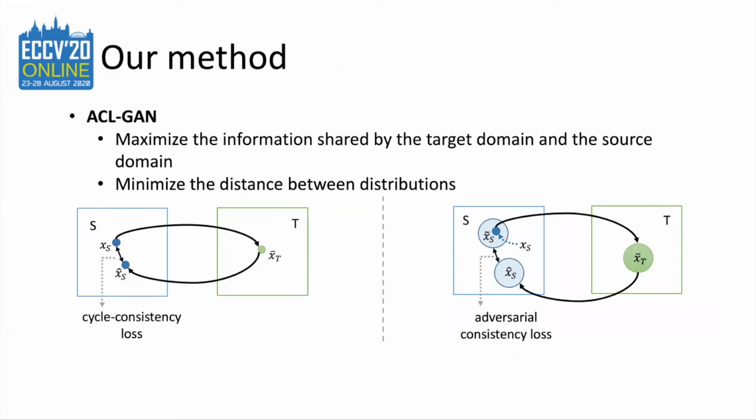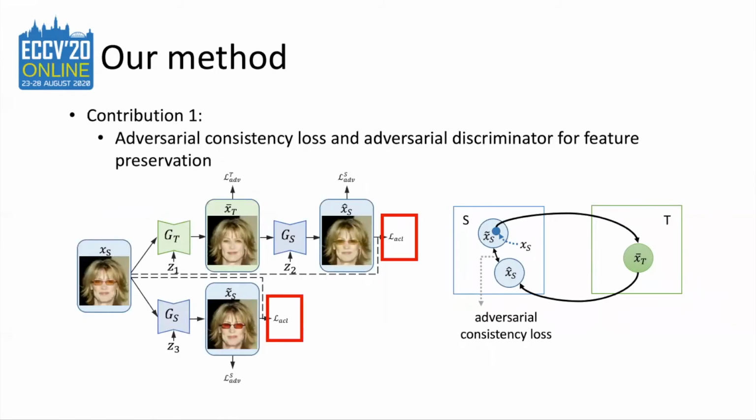To avoid the drawbacks of cycle consistency, we propose a novel method termed ACL-GAN, where ACL stands for adversarial consistency loss. Our goal is to maximize the information shared by the target domain and the source domain. The adversarial consistency loss encourages the generated image to include more features from the source image, from the perspective of distribution, rather than maintaining the pixel-level consistency. That's to say, the image translated back is only required to be similar to the input source image, but need not be identical to the specific source image.